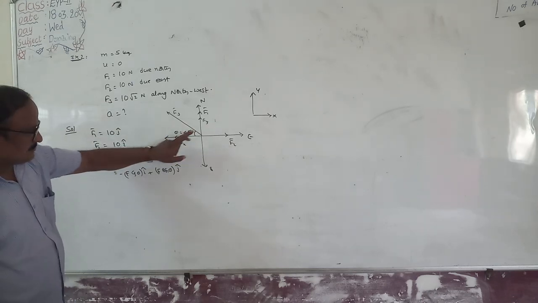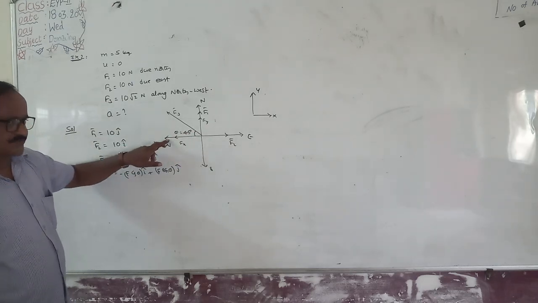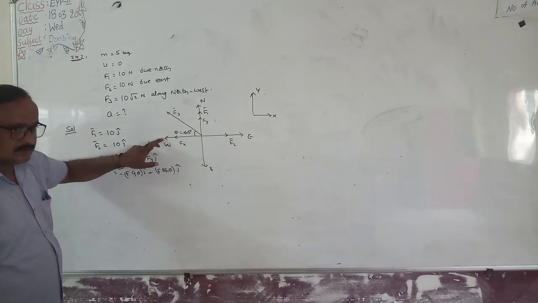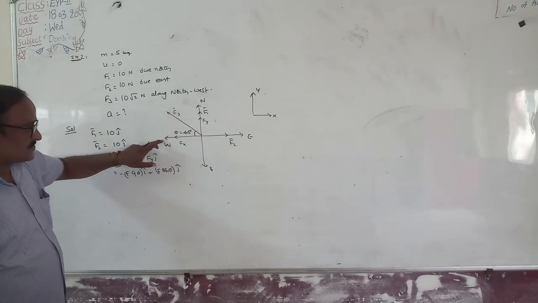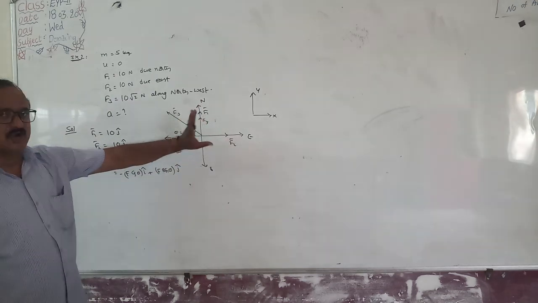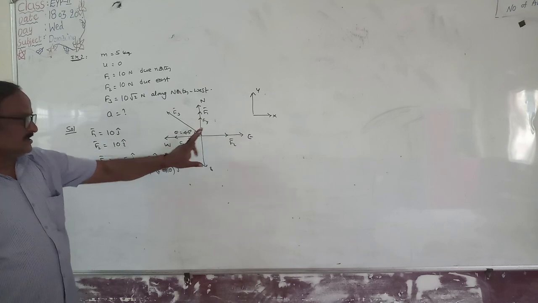Suppose it is a vector. This makes an angle theta with the x axis. The component of this force along the x axis means the cos component, and along the y axis means the sin component, right?